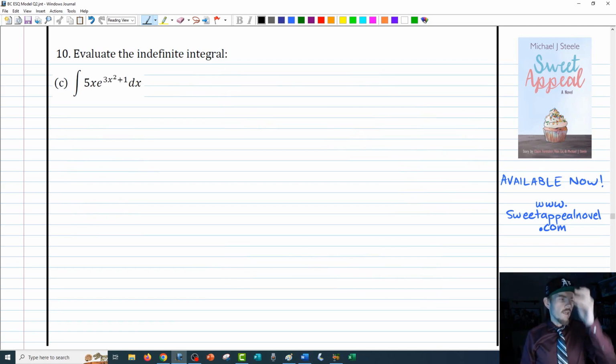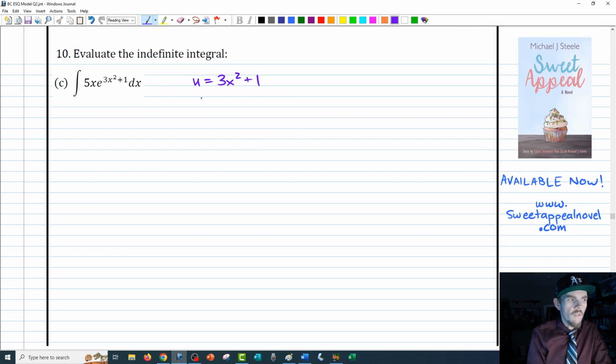For question C, this one's a more classic substitution problem. I'd love to just do this straight up. I think it's 5/6 e to the 3x squared plus 1. But just in case, I'll demonstrate u substitution more cleanly. I just really want this done, and I think this is appropriate here. So if we choose u to be the power of e, the thought process being that the antiderivative of e to the x is e to the x plus c.